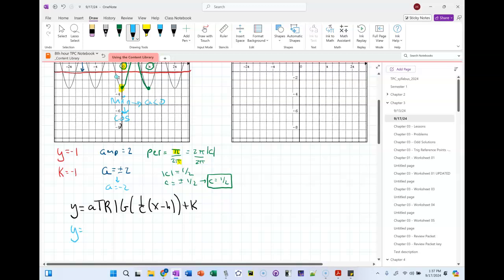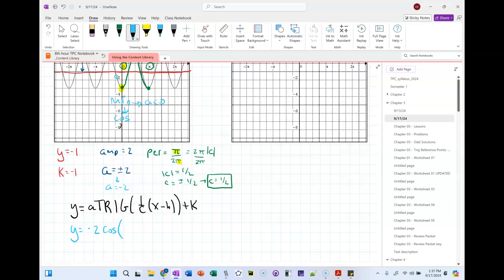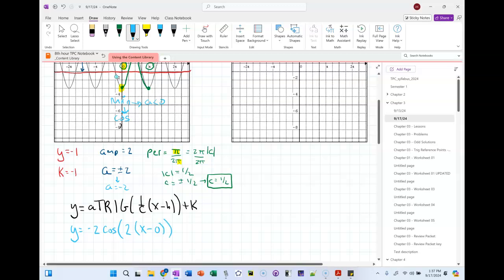So we'd write y equals -2 cosine. Now 1/c means the reciprocal, right? So the reciprocal of c is 2. We don't need an h in this case. And then -1. Is everybody okay so far?